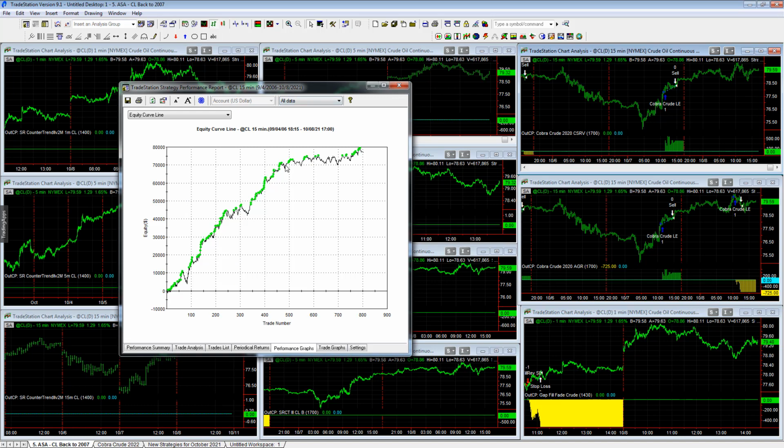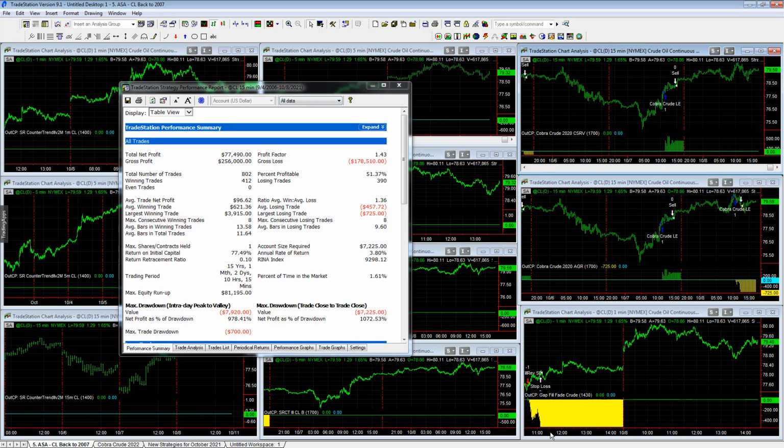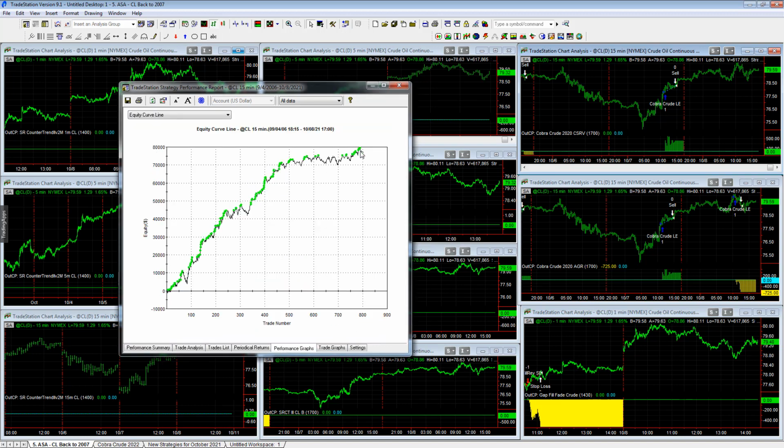Here it is. These are actually with slippage and commission. In this workspace, these actually include slippage and commission. And so 96.62 average trade profit, 72.25 drawdown, and it continues to make equity peaks, and it's currently in a drawdown. So it's a good time to start trading this.